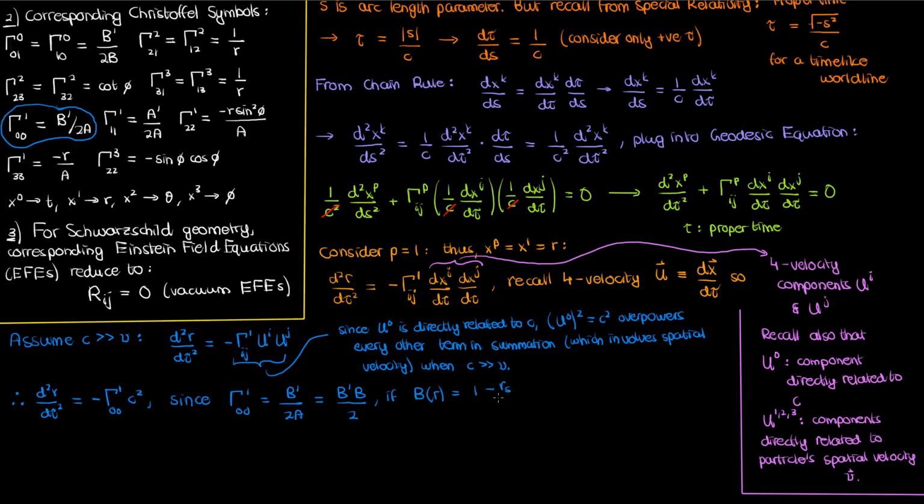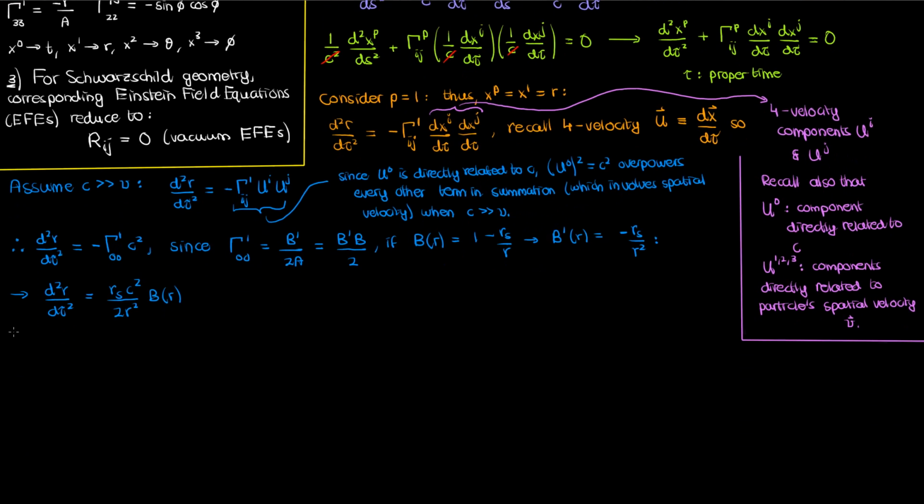We can plug in the Christoffel symbol to get the following equation. Now, if we substitute 1 over a as b and b prime as negative r_s over r squared, this is what we get for our second t derivative in r. Additionally, when c is much larger than the spatial velocity, the proper time tau just becomes the regular time coordinate t, so our geodesic equation in r now gets changed to a second derivative of r with respect to t instead of just tau. Let's now make our second assumption that our gravitational field is weak.